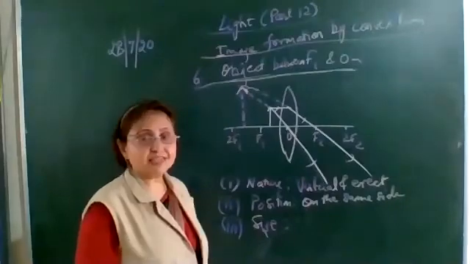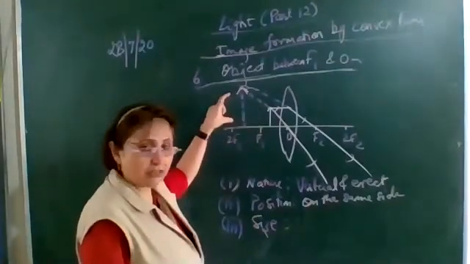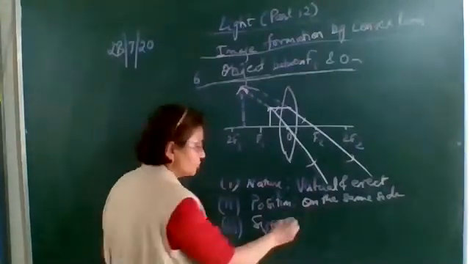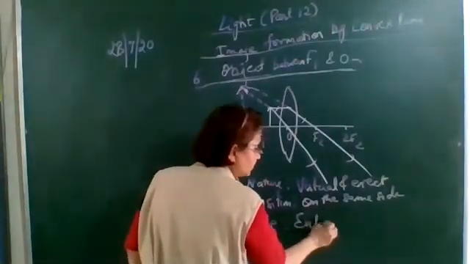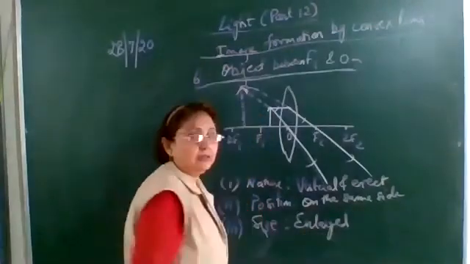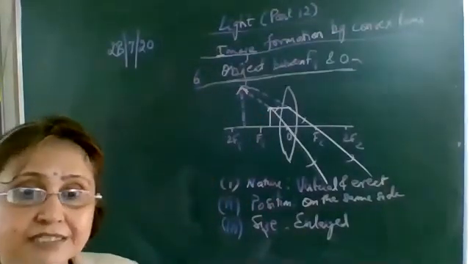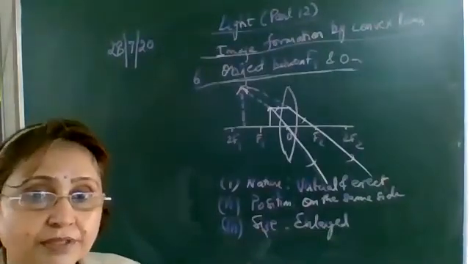The third is size of the image. As you can see in the figure, it is a magnified image, it is bigger than the object. So the size is an enlarged image. The size of the image is bigger than the object, or you may say it is an enlarged image.